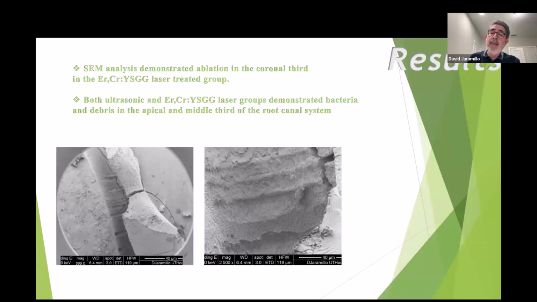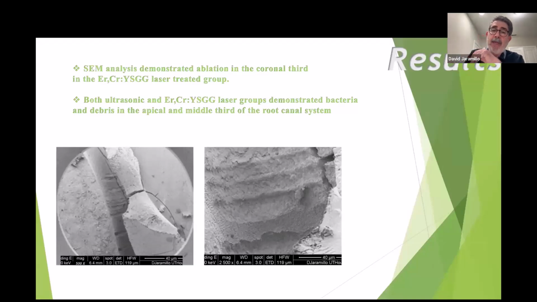And back in the years when he started studying the use of laser for the root canal irrigation, he started using the erbium chromium YSGG laser. But he realized that he couldn't get the results he was looking for. So then he went to use the erbium YAG laser, and we're going to talk a little bit more about the differences between both.